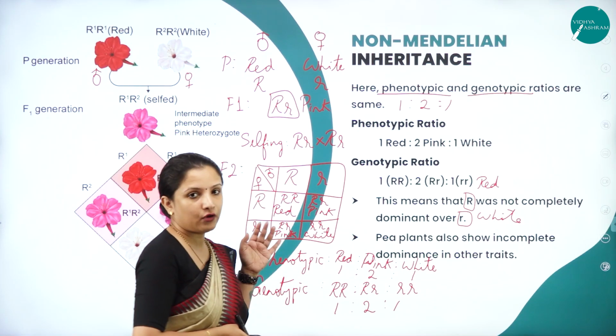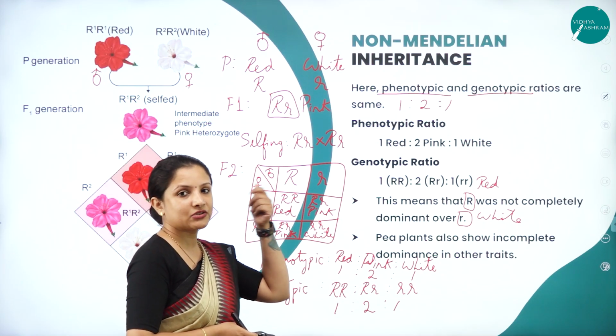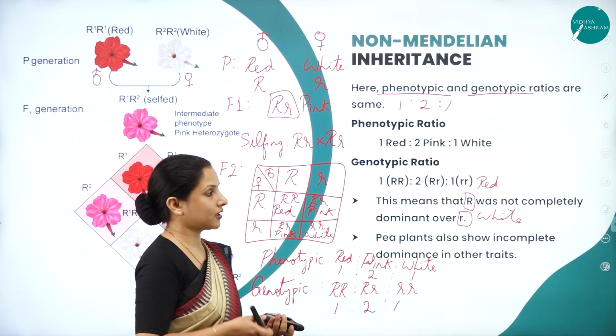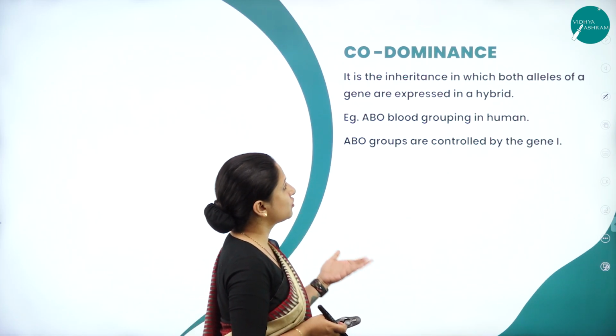Same thing is followed for Snapdragon. It's the same thing. Only thing is here I have taken Mirabilis jalapa. In the textbook it's mentioned as Snapdragon. That's it. So this is about incomplete dominance. So next we'll move to codominance.